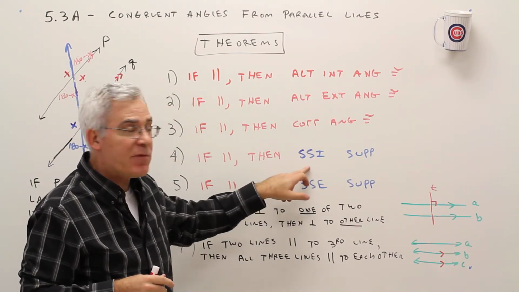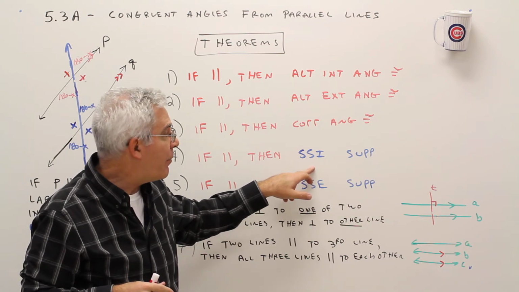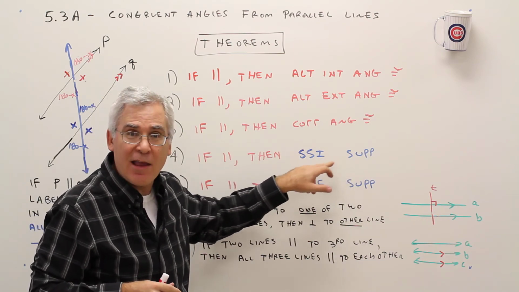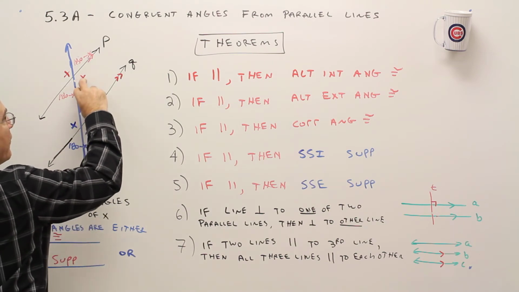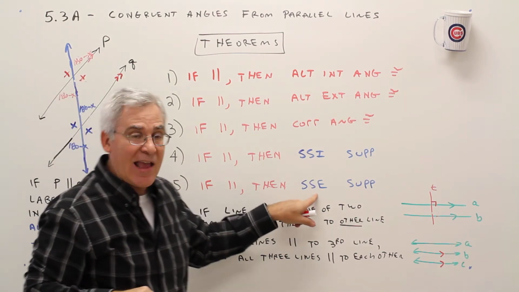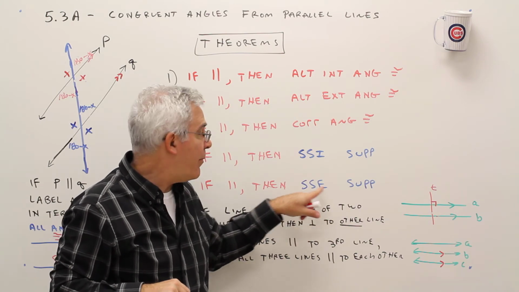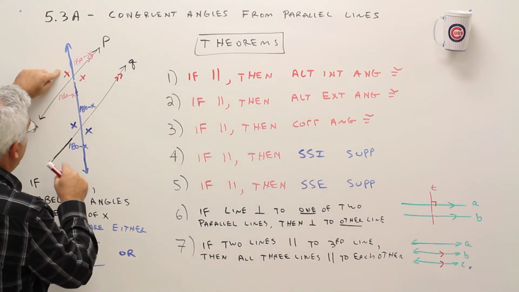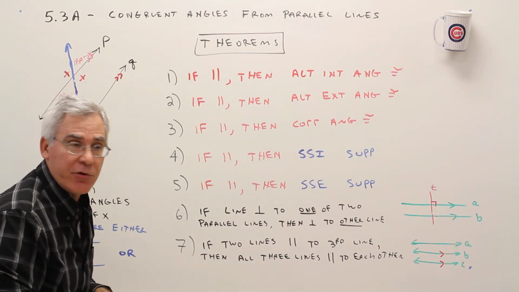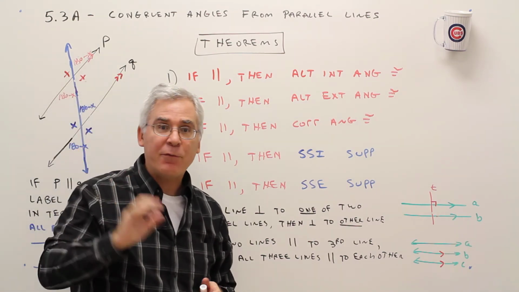Then, same side interior, supplementary. Again, S, same, S, supplementary. So same side interior, supplementary. For example, those two. Same side exterior, supplementary. Again, the S with the S. Same side exterior, this one and this one, supplementary. All right, so those are the 5 standard ones.